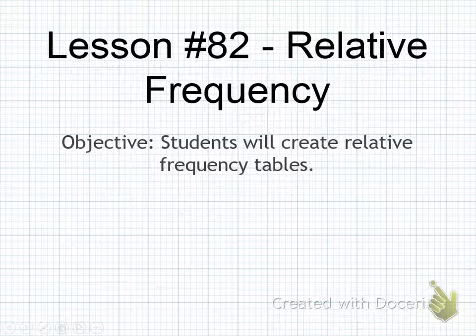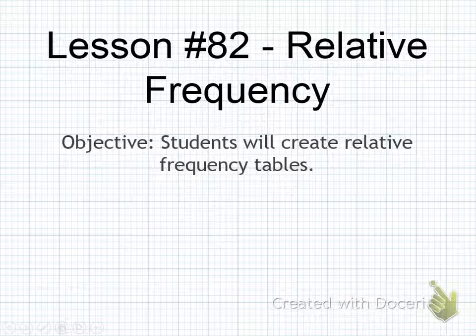Alright, so today's lesson for Algebra 1 is lesson number 82. We are talking about relative frequency today, so this is building off of what we did yesterday with the frequency tables, but now we're going to talk about relative frequency, and relative just means that you're going to switch the table so that it's something that we can relate other data to.